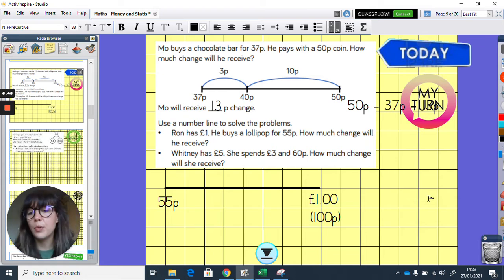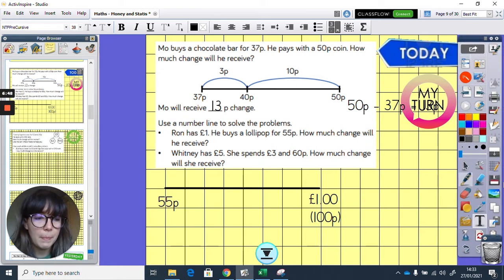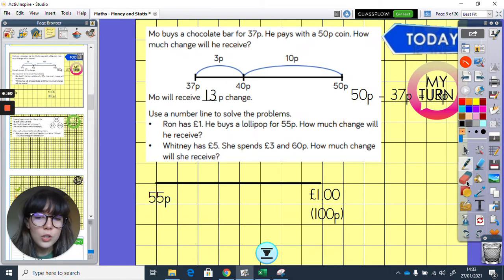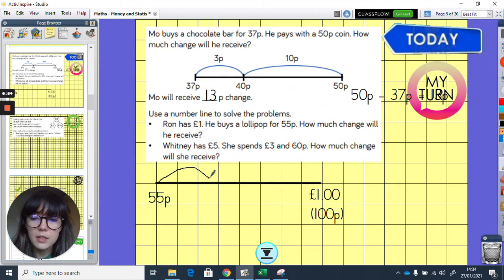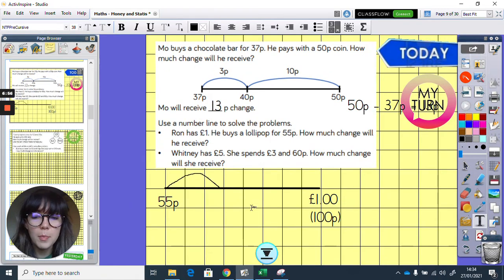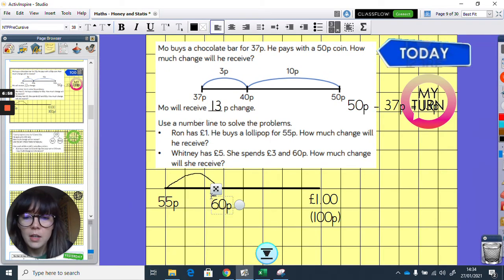Okay, so you should have paused the video. I'm now going to go through the answers. So the first jump I'm going to do is a jump that gets us to 60. 60p is a nice round number. So how big a jump have I done? I've done a jump of 5p because 55 add 5 is 60.